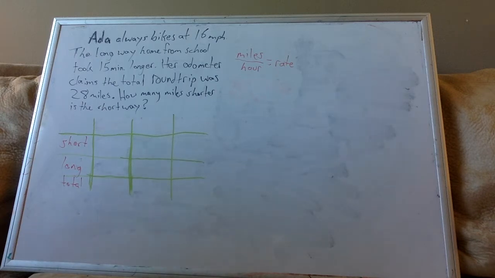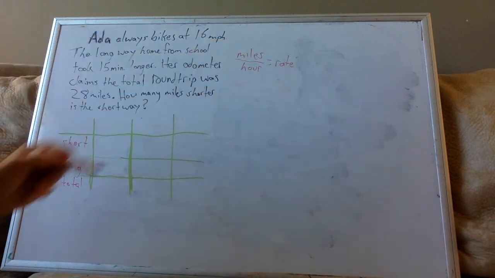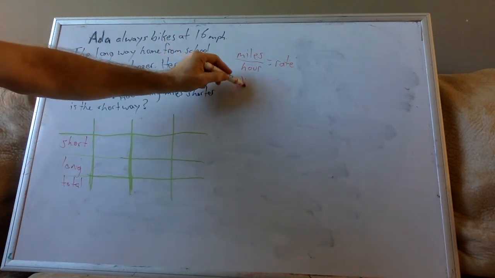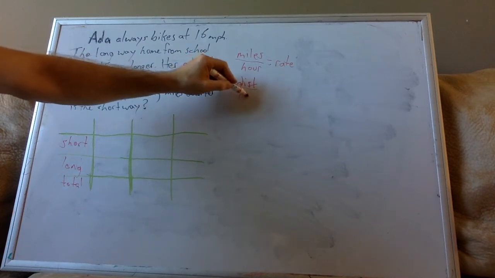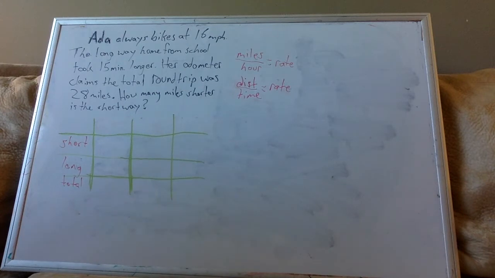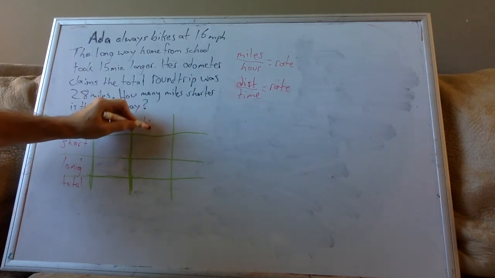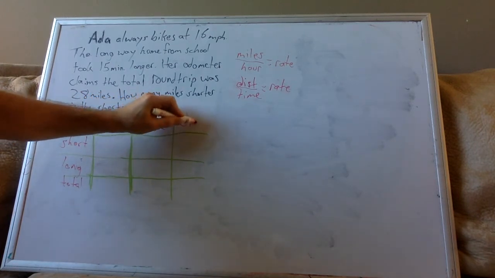Okay, so one thing that we can keep in mind is that her rate is in miles per hour. So if we don't remember the formula, we can look back at the pieces and know miles per hour, miles divided by hour, equals rate. So miles, that's a distance. Hour, that's a time. So rate equals distance divided by time. Or if I multiply both sides by time, another way to say that is that rate times time equals distance.